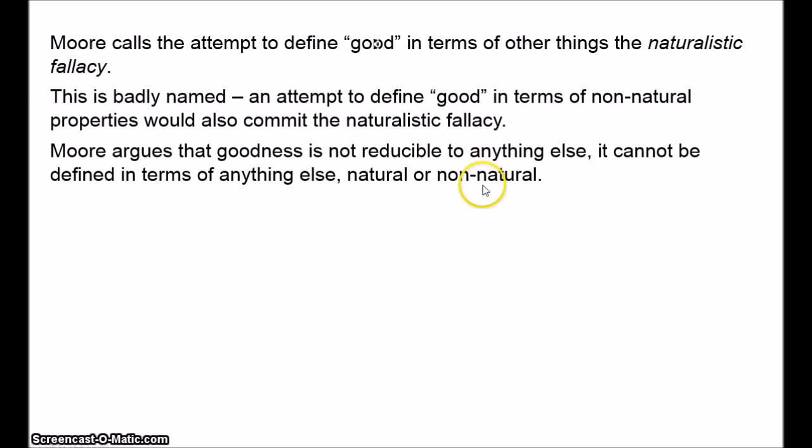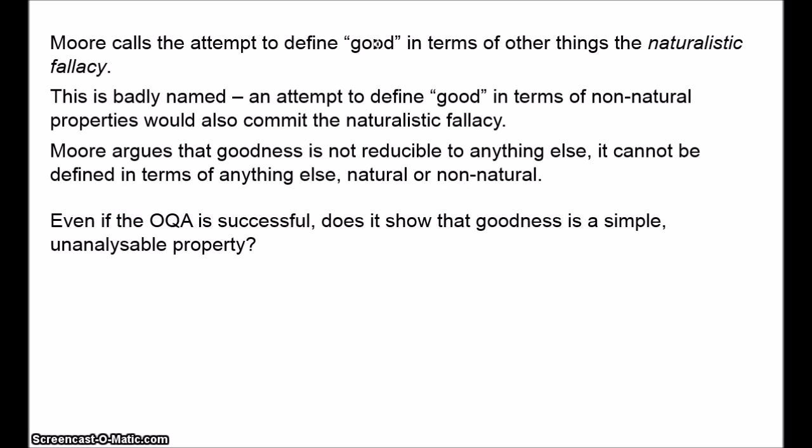Now, that's the open question argument. Moore thinks he's shown that goodness is a non-natural property and an irreducible non-natural property. I want to mention an initial problem for this argument. We'll look at more serious problems in the next video, but I think there's an immediate problem that's worth mentioning. Let's grant that the open question argument is completely successful. Does it actually show that goodness is a simple, unanalysable property?